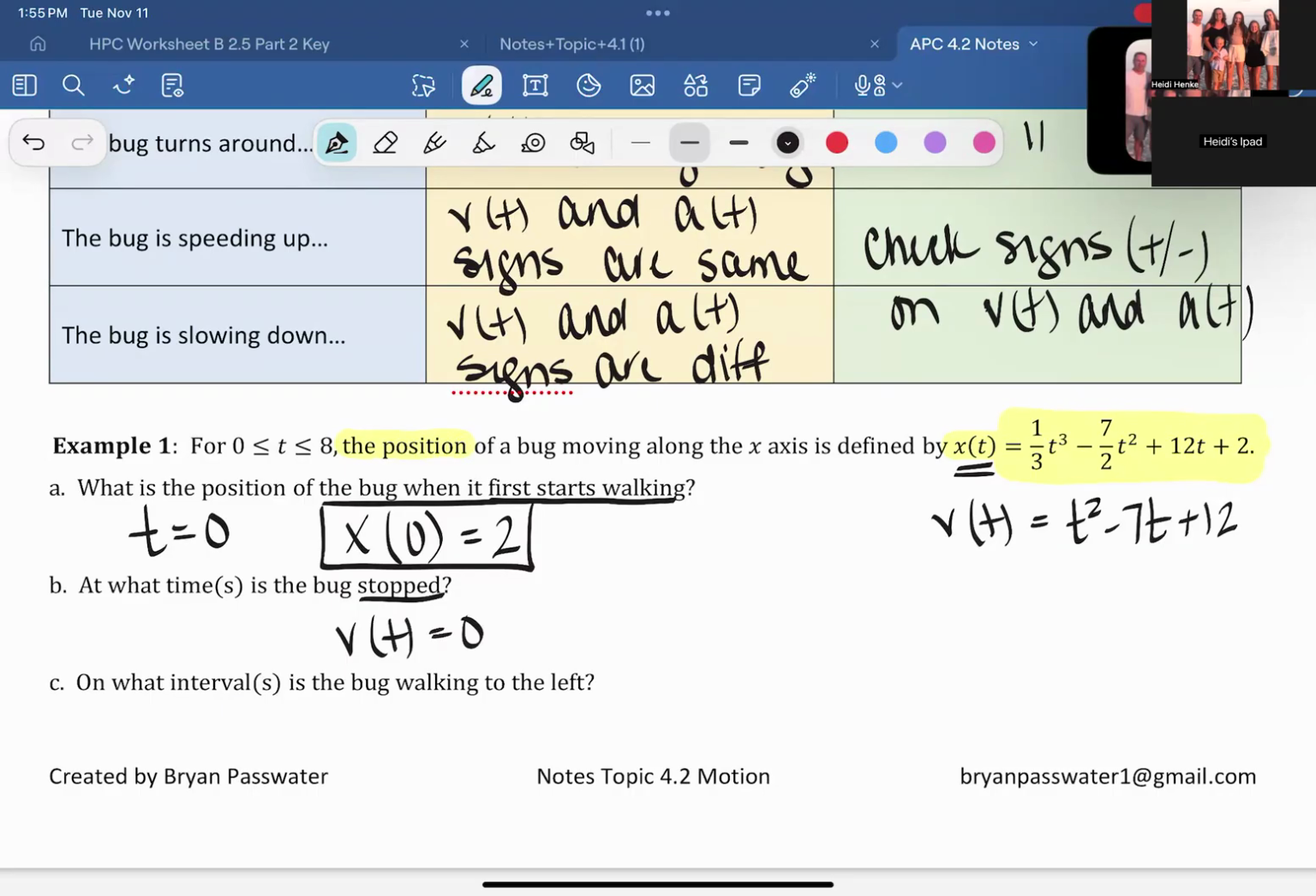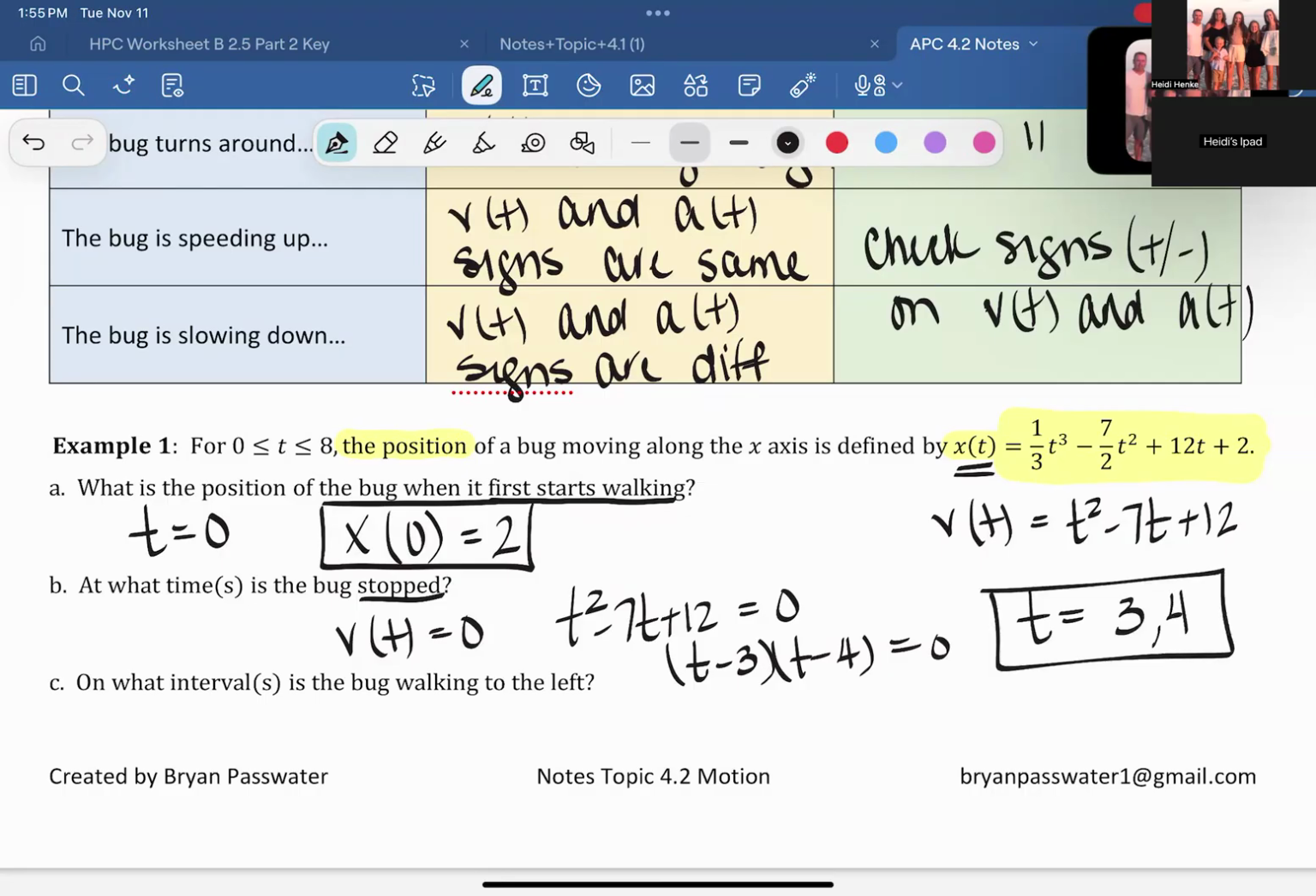So now I need to take that equation and figure out where t squared minus 7t plus 12 is equal to 0. I'm finding where that velocity is equal to 0. It is factorable. That's going to be t minus 3 and t minus 4. So we're talking about at times 3 and 4. My bug is stopped.